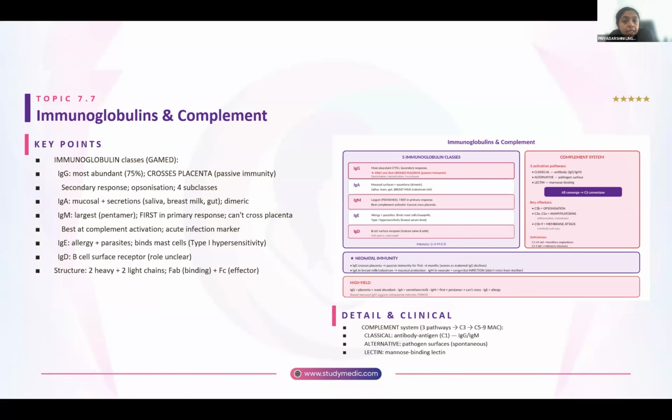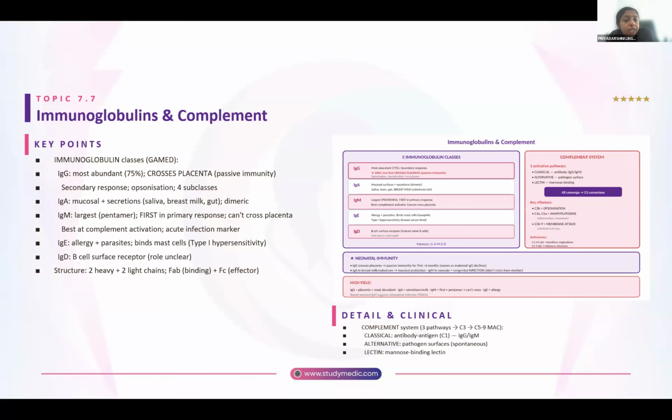Your C3b is for opsonization. Your C3a and your C5a act as anaphylatoxins, and your C5b to 9 form your membrane attack complex. These are the key things you need to keep in mind.